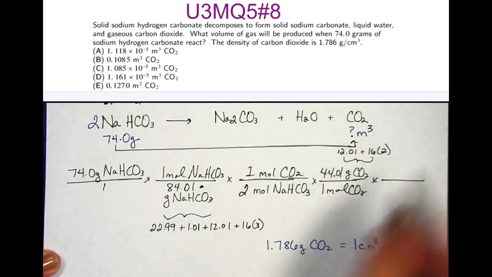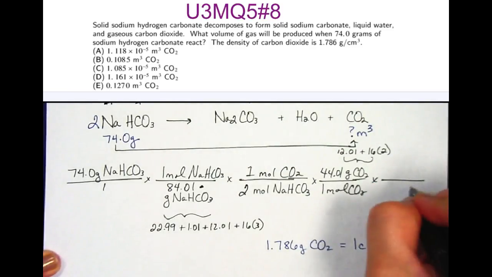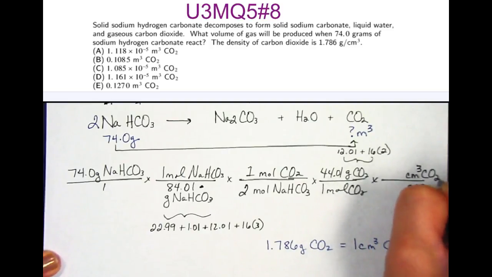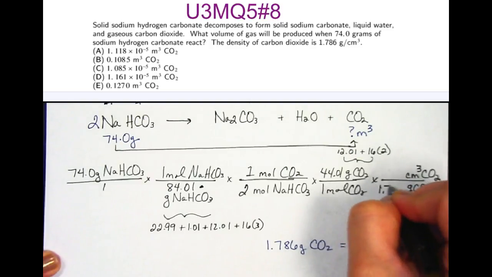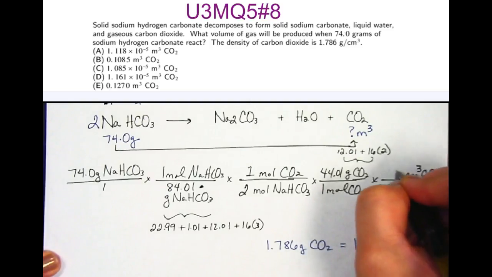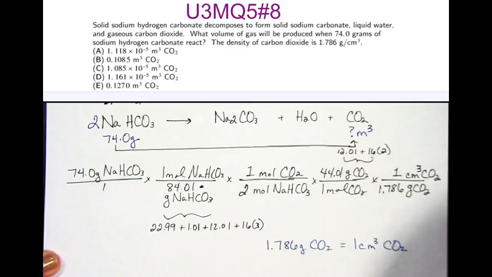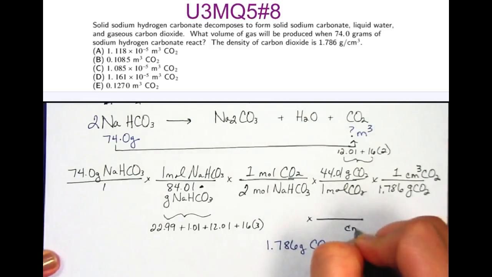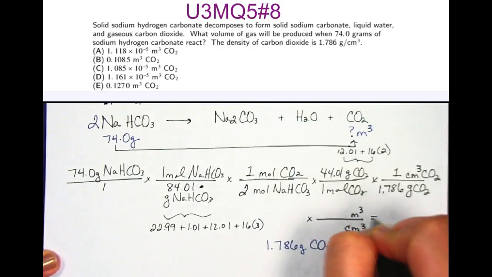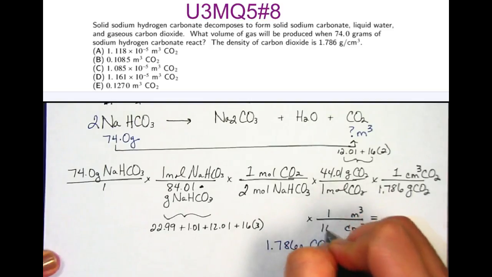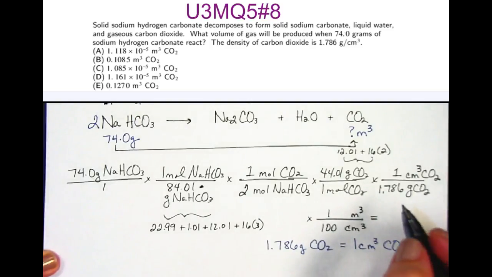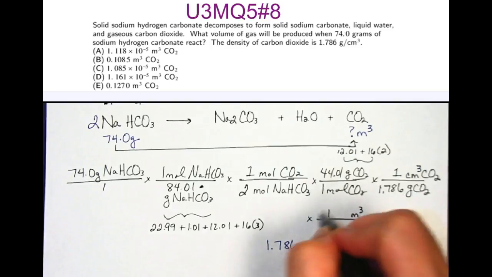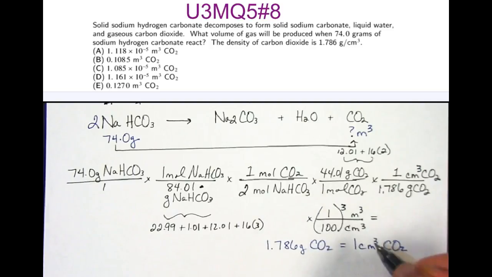Here's where we can use our density. I'm going to bring down grams of CO2, and we can go to cubic centimeters of CO2 by inserting 1.786 grams in the denominator, which is equal to 1 cubic centimeter in the numerator. Finally, we need one more little step where we convert cubic centimeters to cubic meters, and 1 meter is equal to 100 centimeters. However, since they're both cubed, I'm going to have to cube these 2 numbers as well.